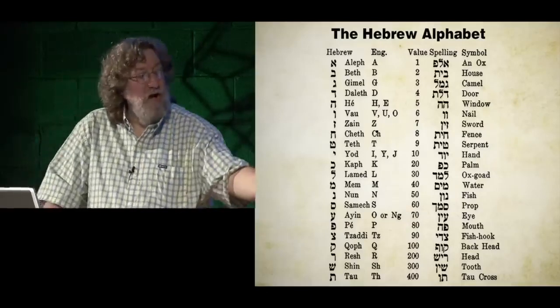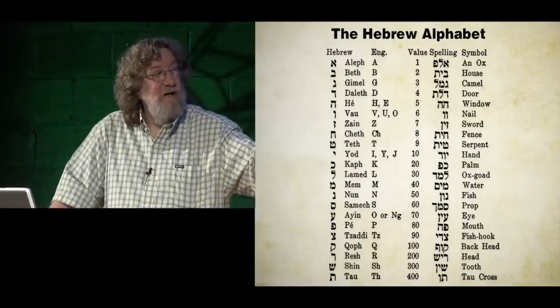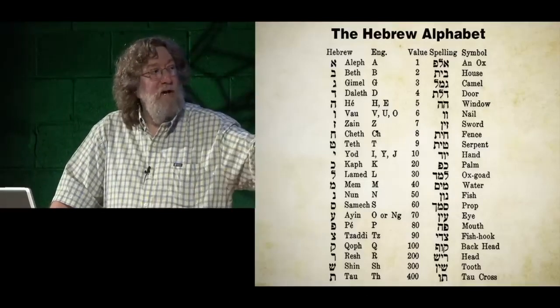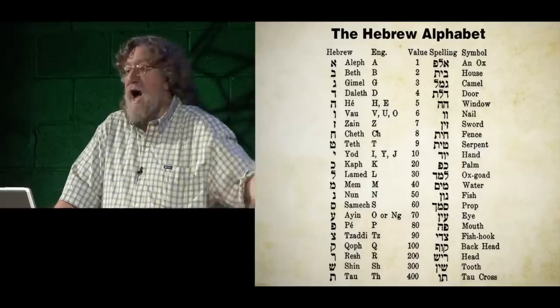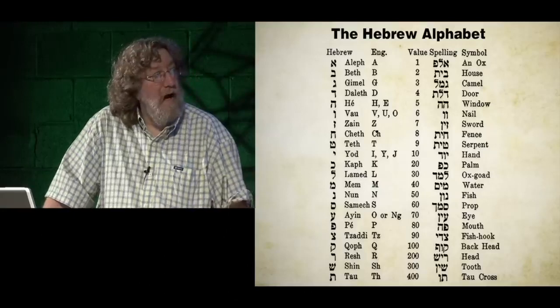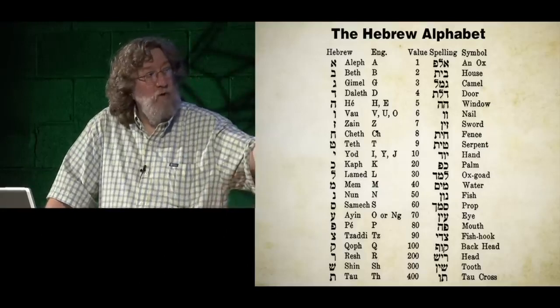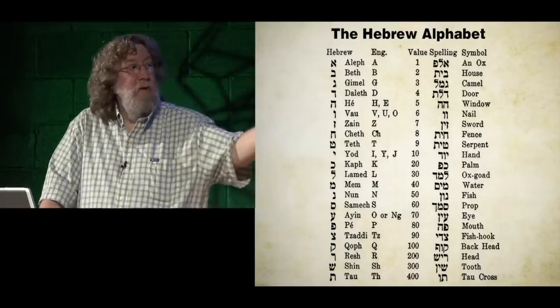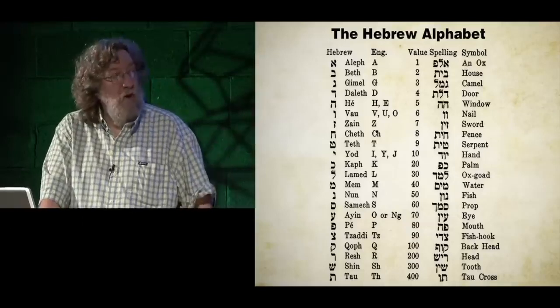Then there was a symbolic component to each of the letters. For example, Aleph originally was the word for an ox. And Beit was originally the word for house. Gimel, originally the word for camel, and so on.